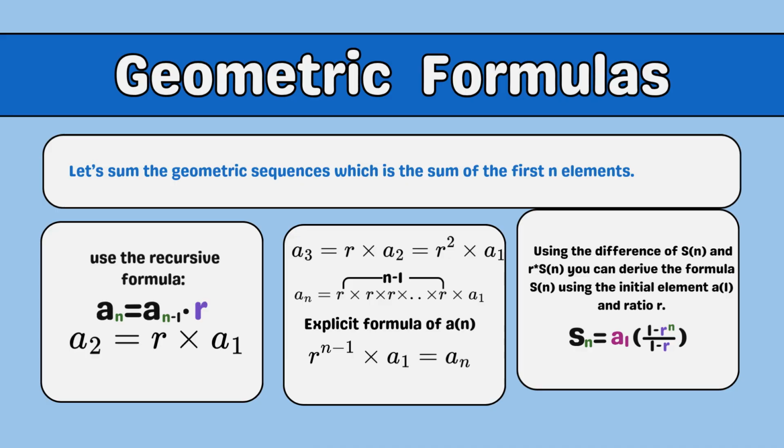In geometric sequences, the formula is represented using the ratio r. There are also recursive and explicit formulas. You can easily derive the explicit formula using the substitution method. Lastly, to find the sum of all the data for a geometric sequence, you can derive or memorize the formula. S of n is equal to 1 minus r to the nth power divided by 1 minus r.